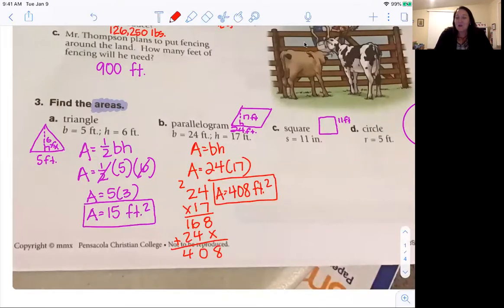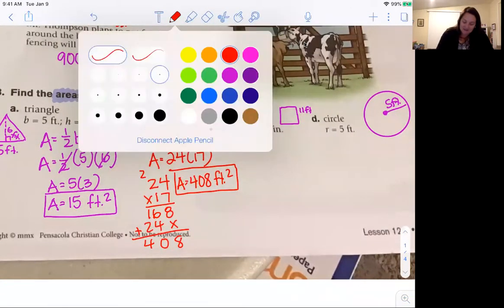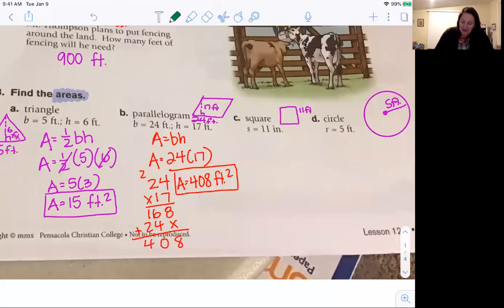Do me a favor. Pause and try C. Okay, hopefully you paused it. Let's see. We have area equals s squared. Area equals 11 squared. Now, 11 might not be one that you have memorized. Is that okay? Totally. Come over here.